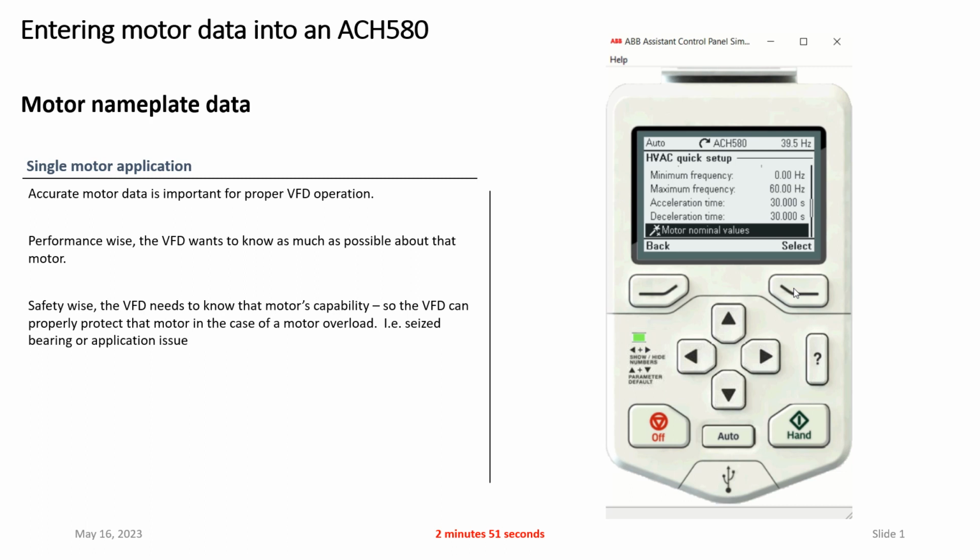It needs to know how many amps that motor is rated at. So if that motor gets into an overload situation, whether it's a bearing that's seizing up, or something in the application that's jamming it up, we need to be able to trip offline if we see that motor drawing too much current for so long.